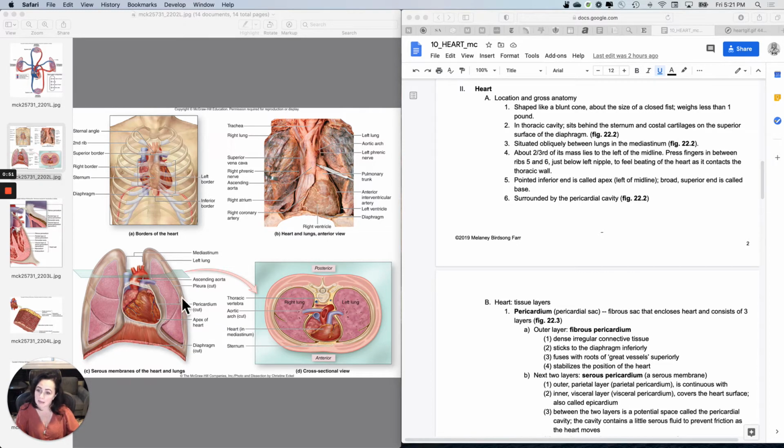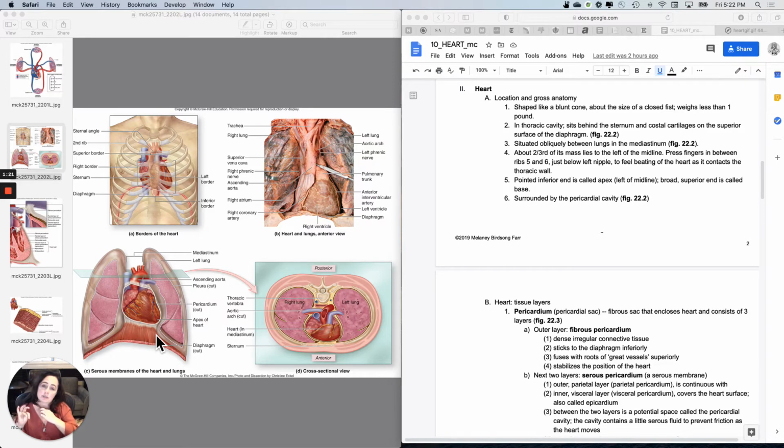The bag that holds the heart, the pericardial sac, is actually attached to the diaphragm. And it's situated obliquely in, remember the mediastinum was the space between the two pleural cavities? So it's situated obliquely. So it's sitting like this, right? Not like this, that would be straight up and down, but obliquely. Okay. And about 2/3 of its mass lies to the left side of the midline. So it's more on the left side than the right side.